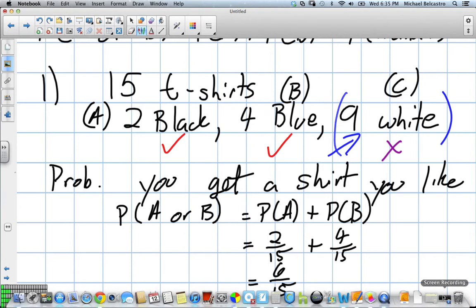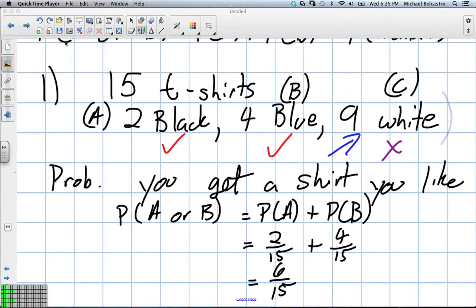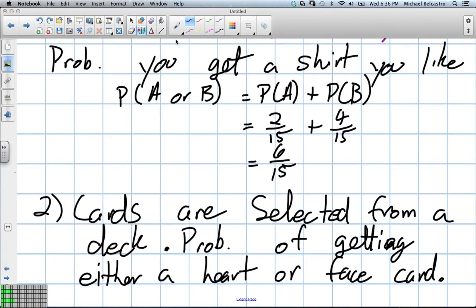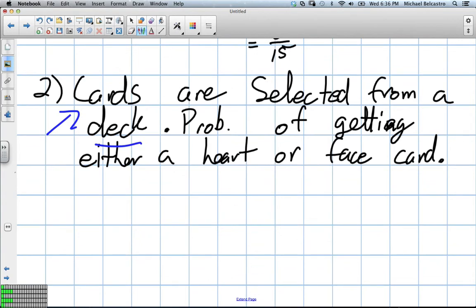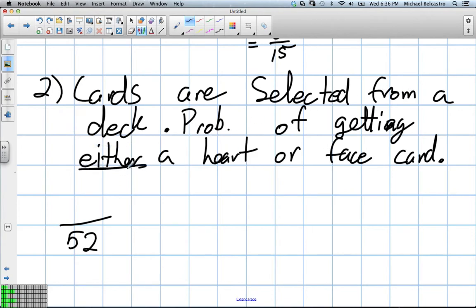Let's bring up another event that's non-mutually exclusive. This is a little different from the one we've just done. Cards are selected from a deck. So we're assuming this is a standard deck of cards. Do you know how many cards are in a standard deck? 52. Right. The probability of getting either, that's important, either means one or the other, so not both: a heart or a face card, which represents what? Jack, queen, and king.